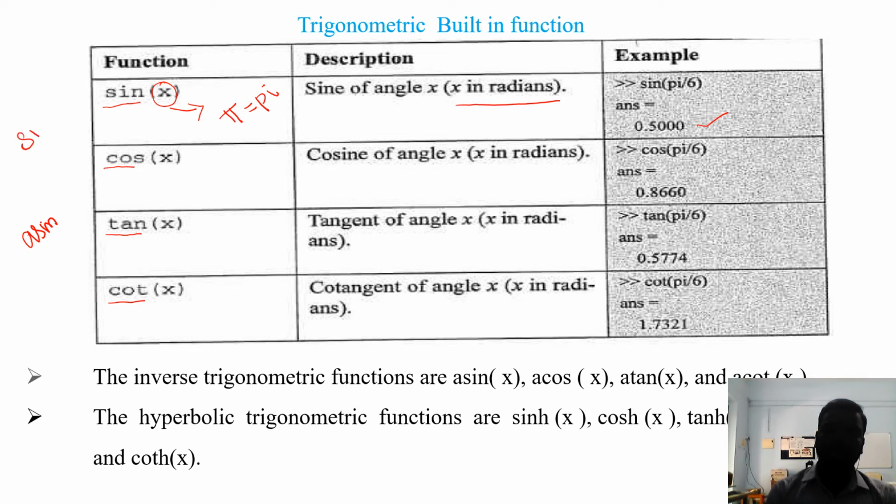That is, if you want to find the value of sine inverse of x, we write the MATLAB command after the command prompt symbol, or anywhere in a function, as asin of x. The inverse is indicated by the a. Similarly, for cos it is acos x, tan inverse is atan x, cot inverse is acot x. Also, the hyperbolic trigonometric functions are defined as sinh of x, cosh of x, tanh of x and coth of x. In all of these, x is only in radians.